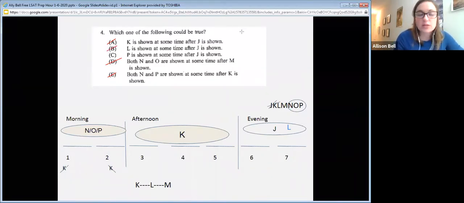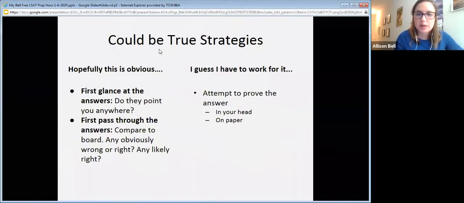And hey, the only answer left is C. I am not actually going to take the time to attempt to prove that C is correct. I'm going to trust the work that I've done so far. And keeping in mind that I'm under significant time pressure, I'm going to choose C and move on. So there you have the process for a could be true question. I'll put those strategies back up for a second and give you a moment to digest, take any notes that you want to, and let me know if you have any questions.